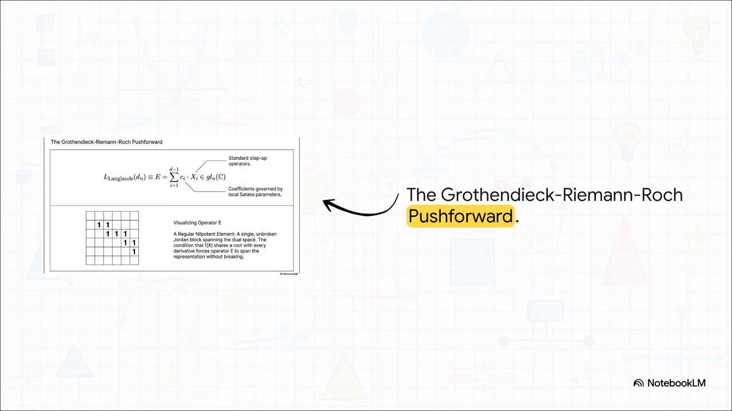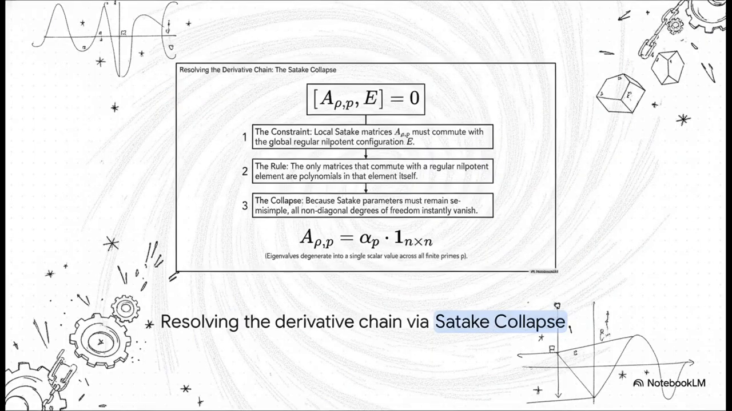Take a look at that matrix visualization of operator E. Because our polynomial shares a root with every single derivative, the differential operators map perfectly to a regular nilpotent operator E. And this creates a single, unbroken Jordan block of size d that spans the entire dual space representation without ever snapping. This leads to an absolute systemic structural collapse.